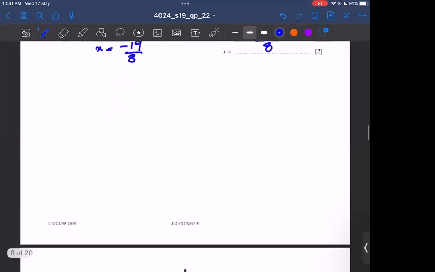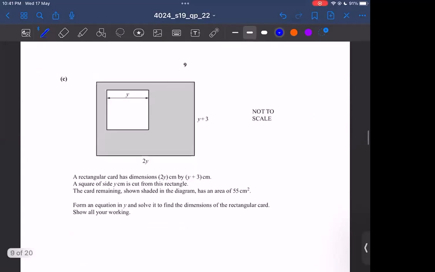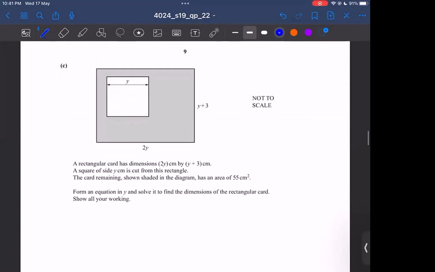In part C, it says a rectangle. Now this is the question in which we have to form the equation by ourselves. And most probably when you have these kinds of questions, you must be facing equations like quadratic equations. So they're asking you to form an equation in y and solve it to find a dimension of the rectangular card. Show all your working. Okay, let's see what we are going to face over here.